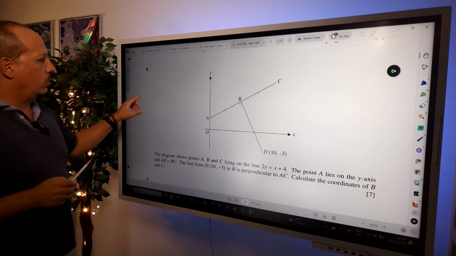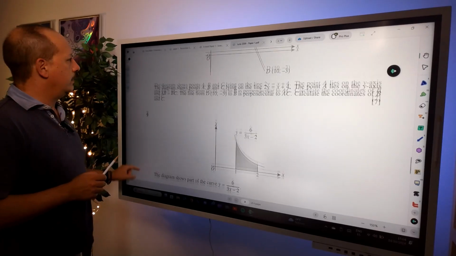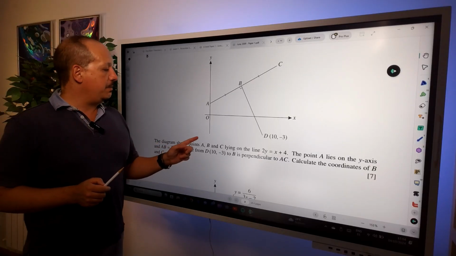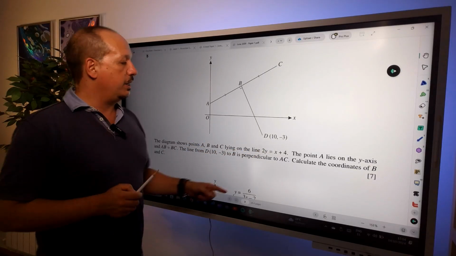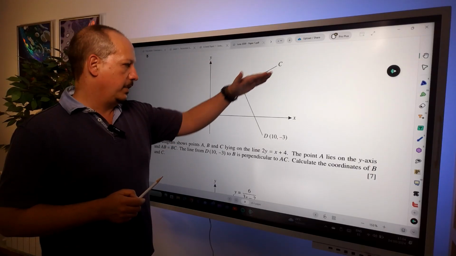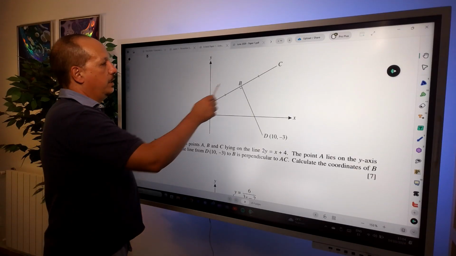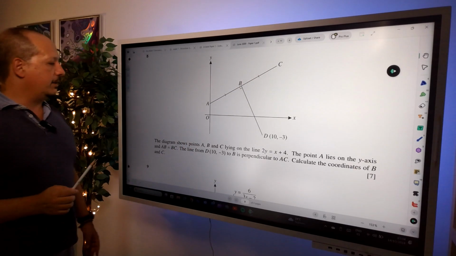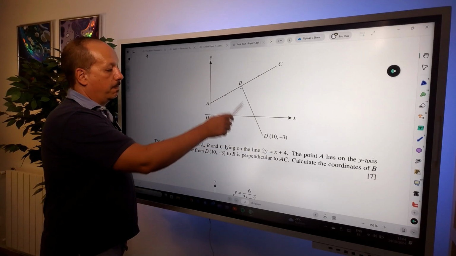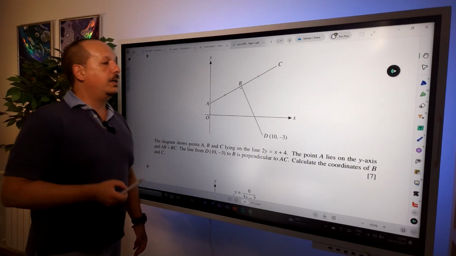Another question, this one from May, June 2009, paper 1, question 8. It says this. The diagram shows points A, B, and C lying on the line 2y equals x plus 4. A, B, and C lying on this line over here. The point A lies on the y-axis, and AB equals BC. The line from D, (10, -3), to B is perpendicular to AC. Calculate the coordinates of B.